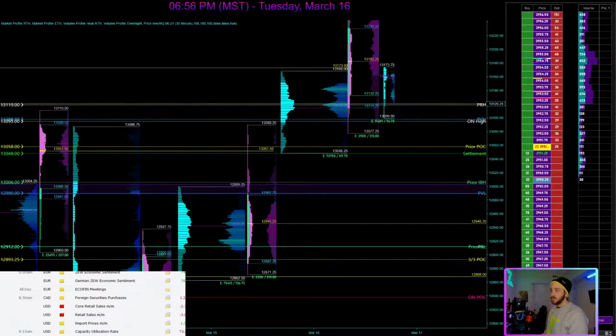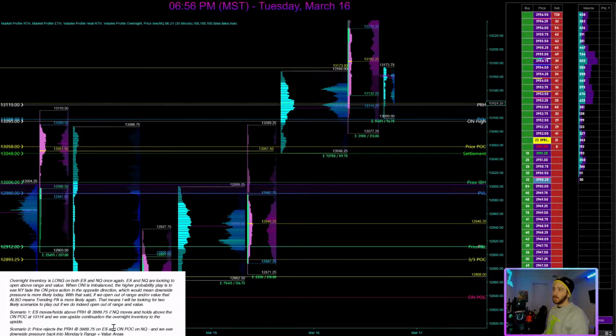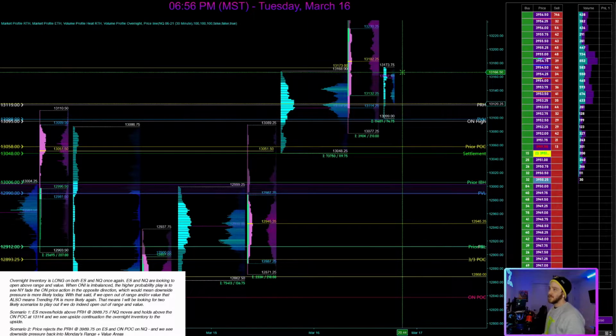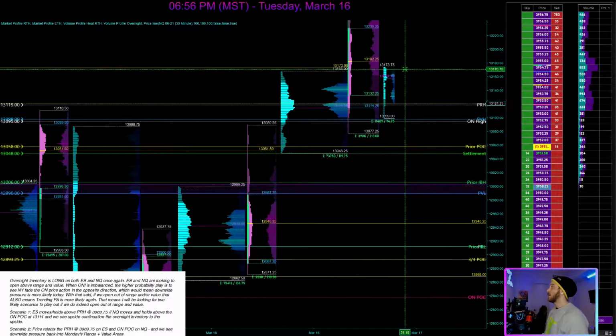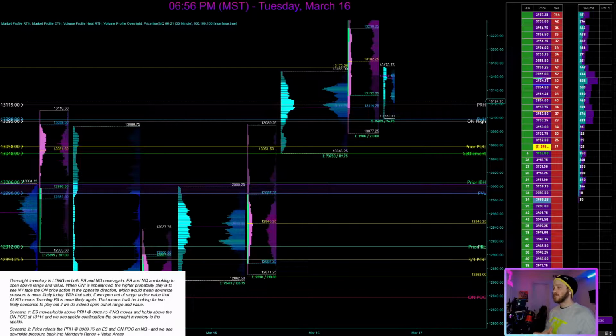So let's pop back over to trade plan here, and we will go into the pre-market analysis. Overnight inventory was long on ES and NQ. It doesn't matter what contract you were using in that regard. Price action was the same there. ES and NQ were looking to open above range in value.